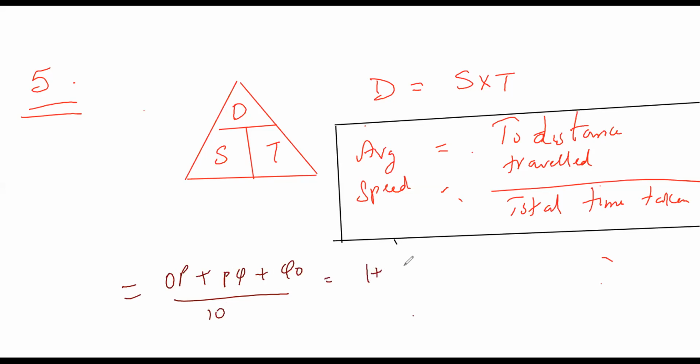So 1 plus pi by 2 into 1 plus 1 by 10. So just taking LCM, we'll get pi plus 4 by 20, 2 into 10, 20 kilometer per minute.